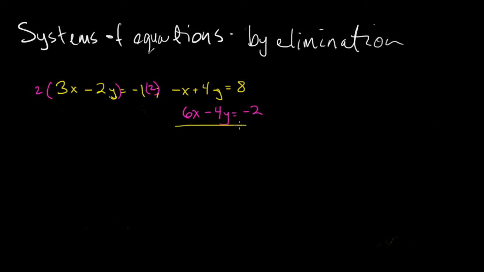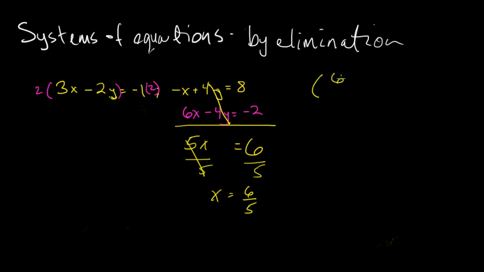Now in combining my equations together, I just add straight down. Negative x plus 6x is 5x. The y's will cancel. And that's going to be equal to 8 minus 2, which is 6. So in this case, I divide by 5, divide by 5. x is equal to 6 fifths. So in my solution, x will be equal to 6 fifths.